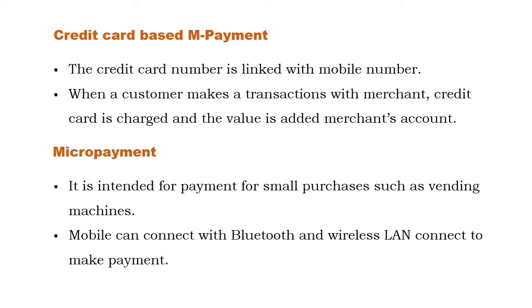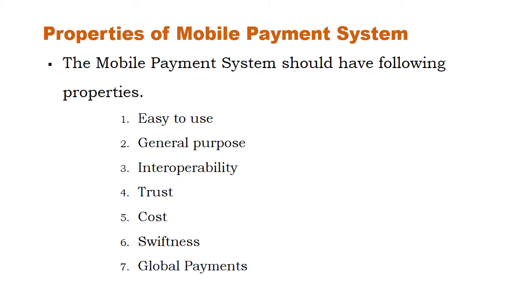The next scheme is credit card based mobile payment. The credit card number is linked with the mobile number. When a customer makes a transaction with a merchant or vendor, the credit card is charged and the value is added to the merchant account. The last one is micro payment. It is intended for payment for small purchases such as vending machines. The mobile can connect with Bluetooth or wireless LAN to make a payment. So these are the three different mobile payment schemes.